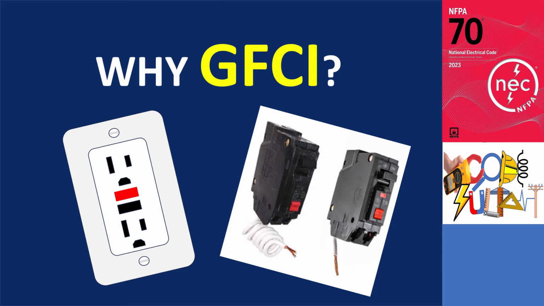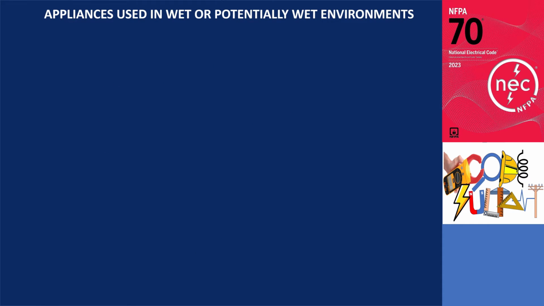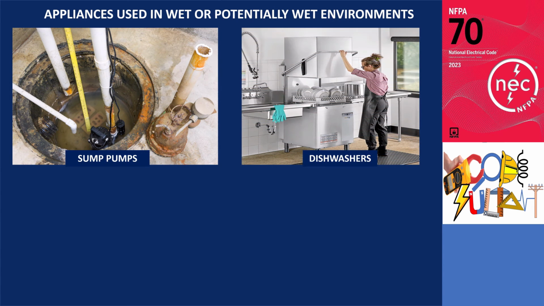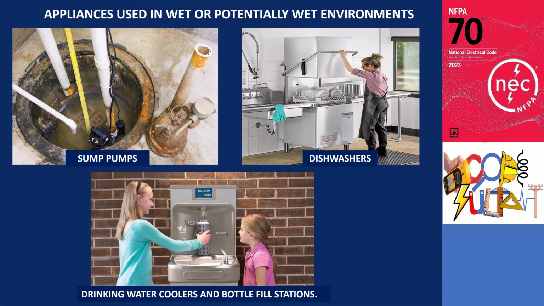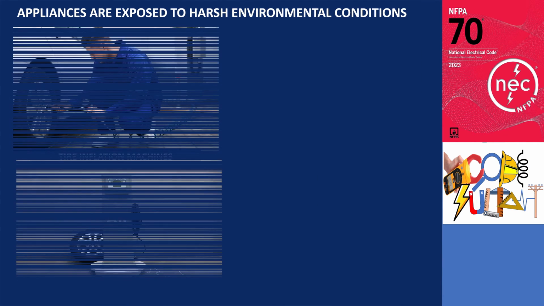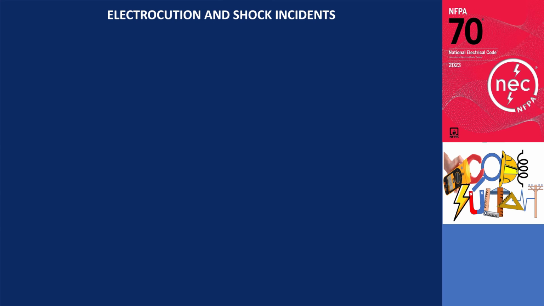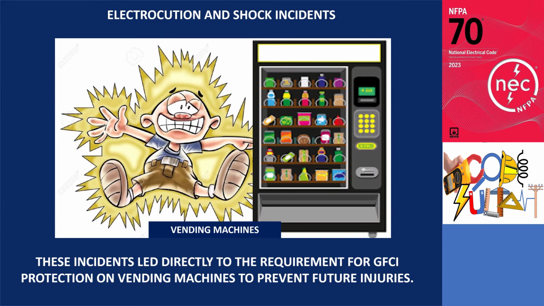Why is GFCI protection required for these appliances? Appliances used in wet or potentially wet environments shall be provided with GFCI protection for personnel, such as sump pumps, dishwashers, drinking water coolers, and bottle fill stations. The tire inflation and automotive vacuum machines are commonly found at service stations and car washes, and these appliances are exposed to harsh environmental conditions. This increases the risk of electrical faults and makes GFCI protection crucial. Further, due to the electrocution and shock incidents involving vending machines, these incidents led directly to the requirement for GFCI protection on vending machines to prevent future injuries.